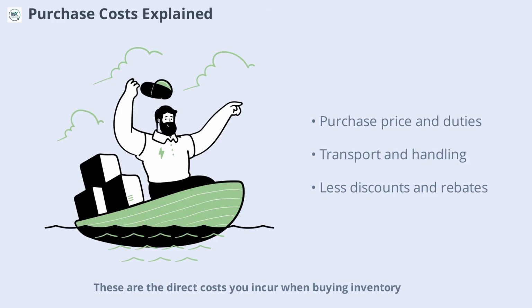Start with purchase costs. These are the direct costs you incur when buying inventory. They include the purchase price, import duties, and non-refundable taxes. But that's not all. Transport and handling costs, as well as any other expenses directly attributable to acquiring the inventory, are also included. However, you must subtract any trade discounts or rebates you receive. The result is the net purchase cost that forms part of your inventory value.